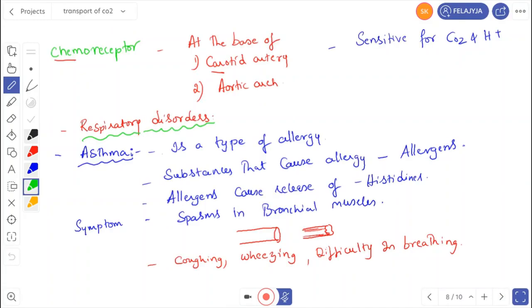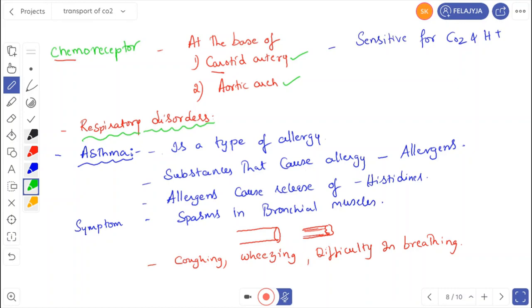Now let us go for the next one, that is the chemoreceptors. Chemoreceptors are present at the base of the carotid artery and aortic arch. Carotid artery means the artery which enters into the neck region. Aortic arch means the systemic arch that is arising from the left ventricle.